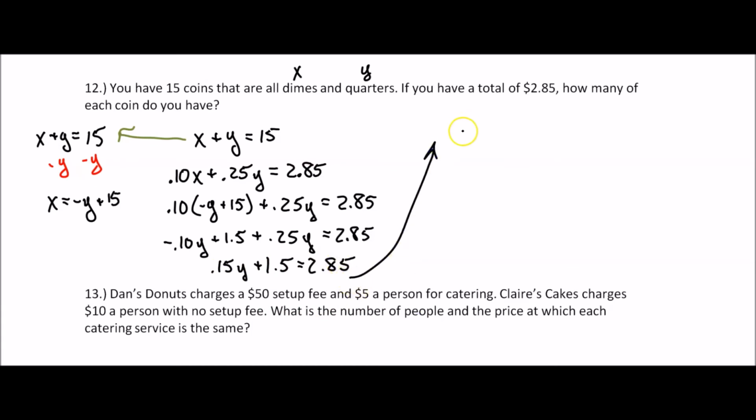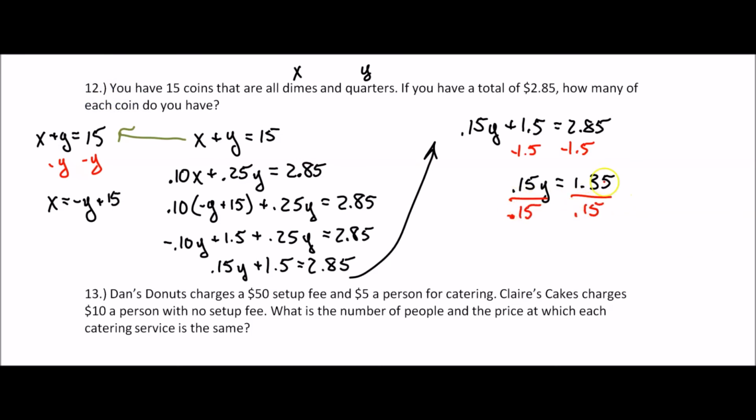Let me bring that guy up here. Let me rewrite it. And so now I need to solve for y. I'm going to subtract the 1.5 from each side. And now I divide by that 0.15. So I find out that y equals 9.